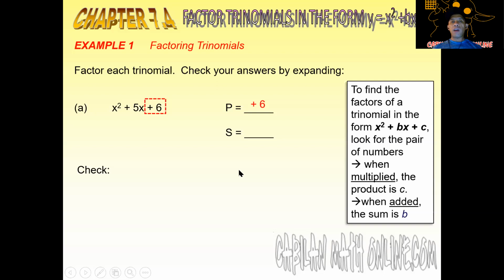Now you notice when I wrote down the product on the right side there that I included the sign, because the sign is important to determine what those two numbers are. So that's going to be the product, and the sum is just the number that's attached to the x. So in this case here, it's going to be the 5. So this is the hard part.